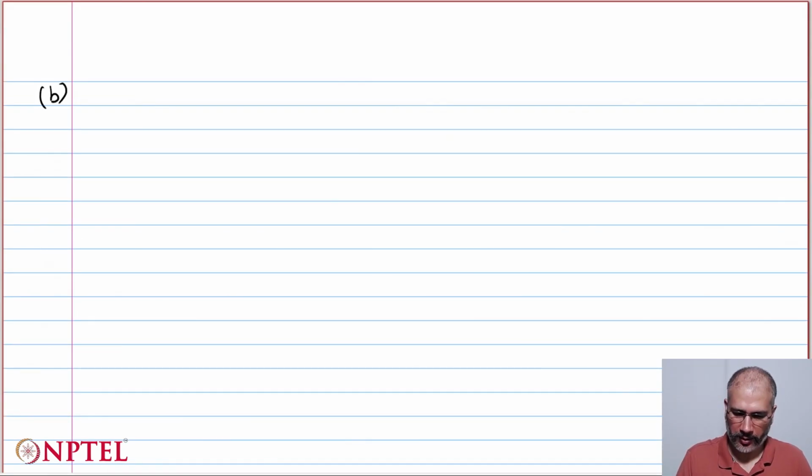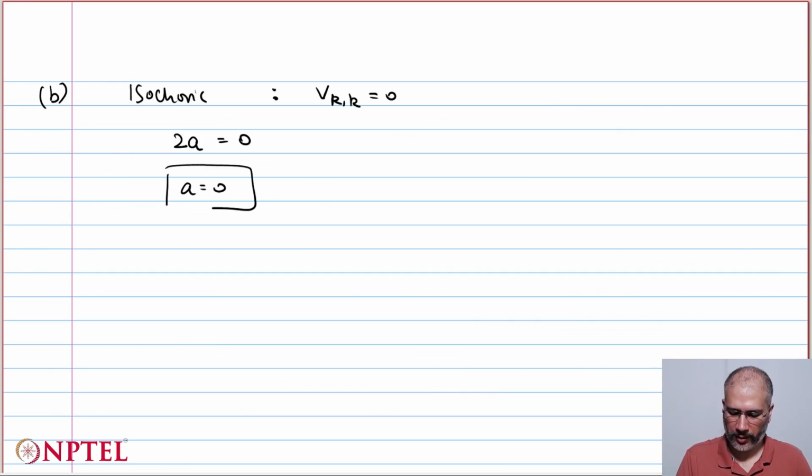So let's move on to part B. Now part B says we have to find a condition on the constants if the motion is isochoric. So isochoric motion is when the divergence of velocity is 0. Now Vk comma k was found out to be 2a. So 2a is 0, which basically implies a is 0. So that is the condition we get on the constant for the velocity field to be divergence free or for the motion to be isochoric. So that completes the solution for problem 1. Let us move on to the next problem.